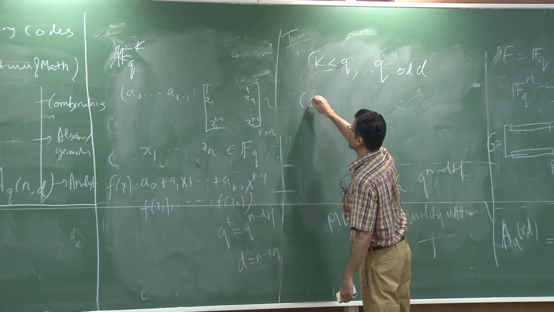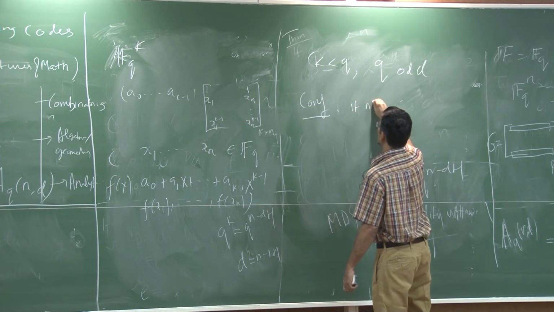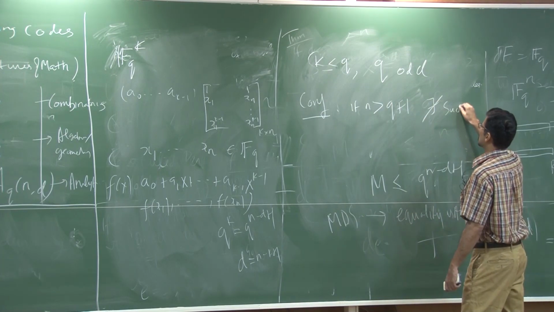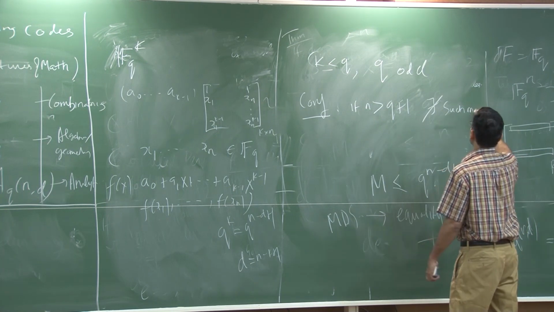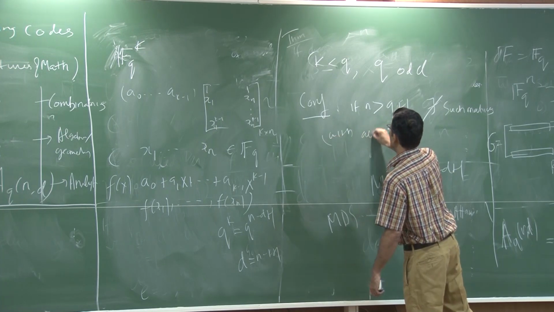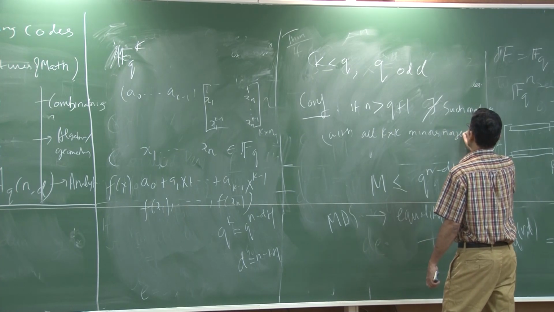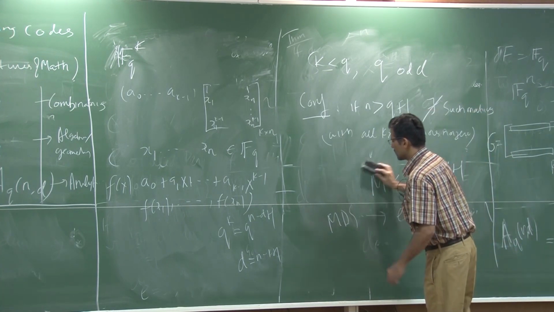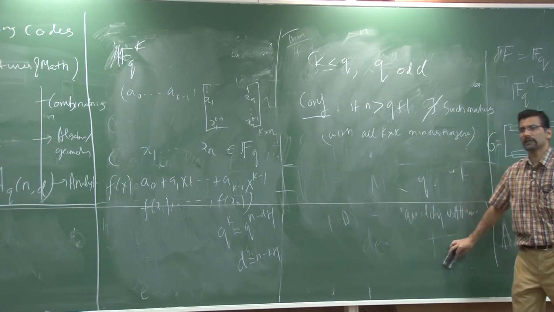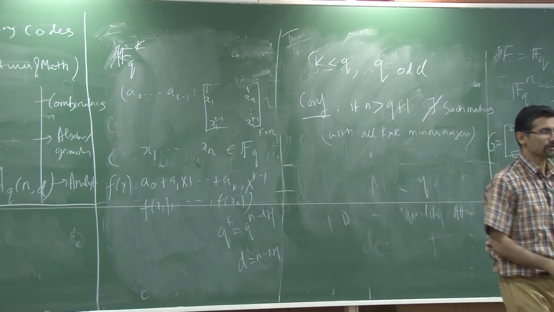A famous conjecture is that if n is greater than q plus 1, there does not exist such a matrix with all k by k minors non-zero. Why is it a conjecture? Nobody has been able to prove it, and nobody has been able to find a counterexample to date. If q is even, there are some well-known counterexamples, and there is a generalization of this theorem.